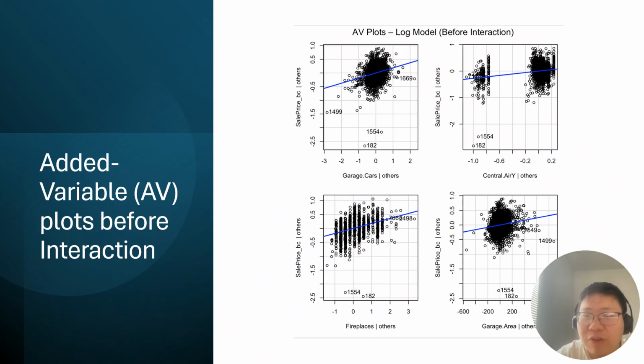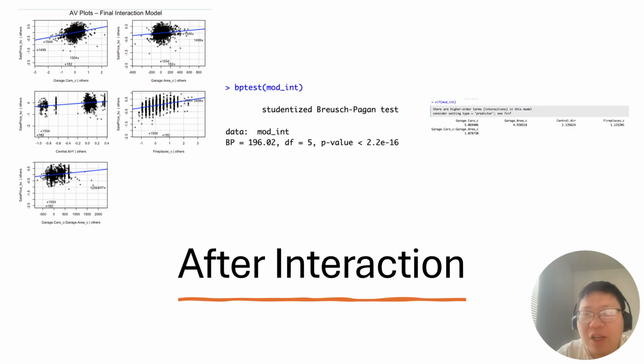by the log transformation. Garage area shows a positive trend, but with substantial spread, which may indicate a possible interaction with garage cars or a nonlinear pattern. After adding the interaction, BP does increase, but not more severe than before the transformation. VIF increased and the VIF for GC is over 5, which is still acceptable.